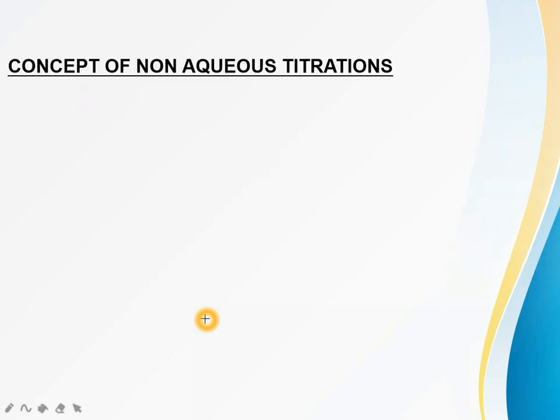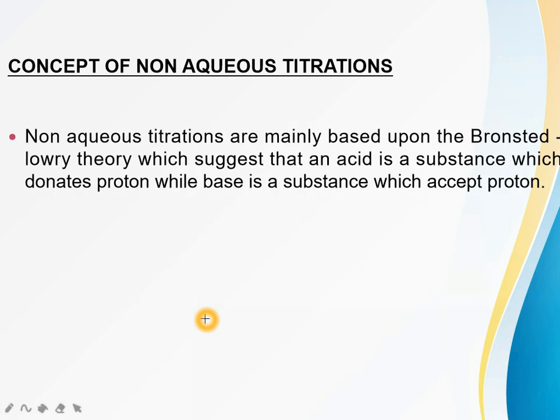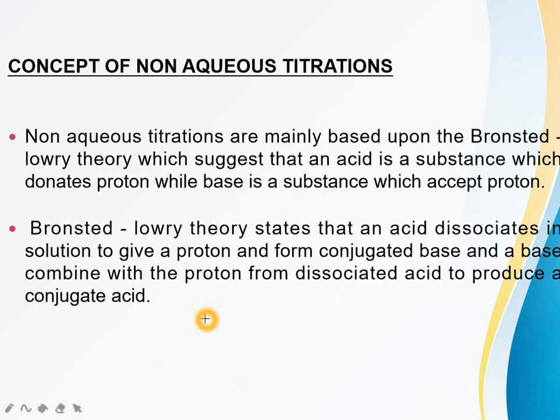Next is the concept or theory coming under non-aqueous titration. This non-aqueous titration mainly depends upon the acid-base concept theory, that is the Lowry-Bronsted theory. So what is the Lowry-Bronsted theory? According to this theory, an acid is a substance which donates a proton while a base is a substance which accepts a proton, and this non-aqueous titration works based upon this theory.